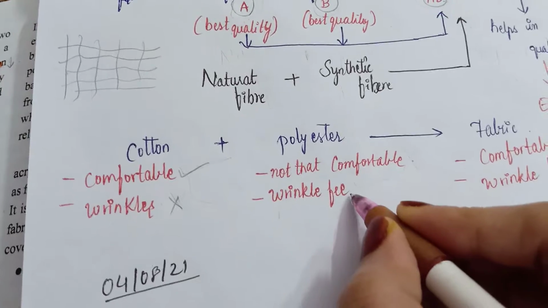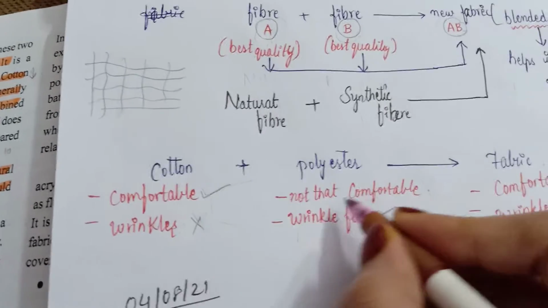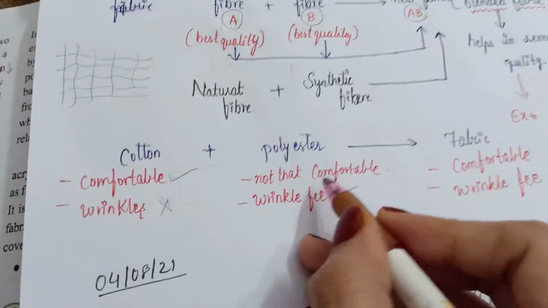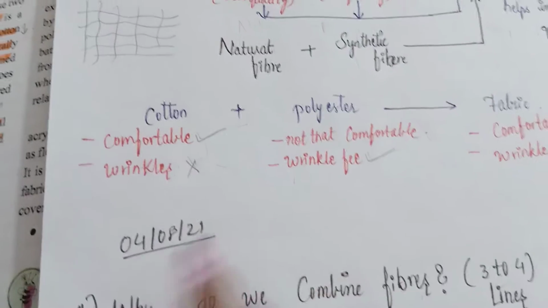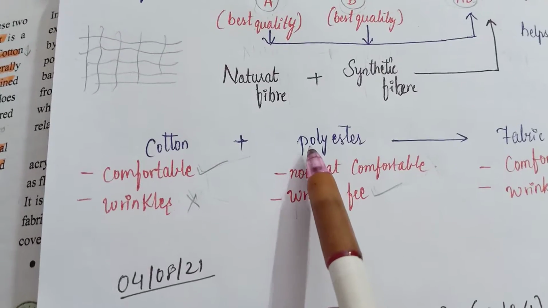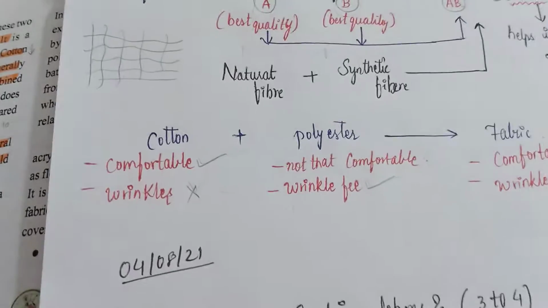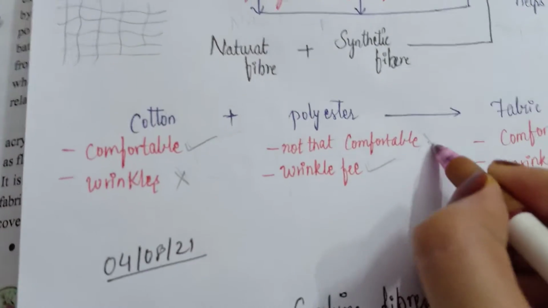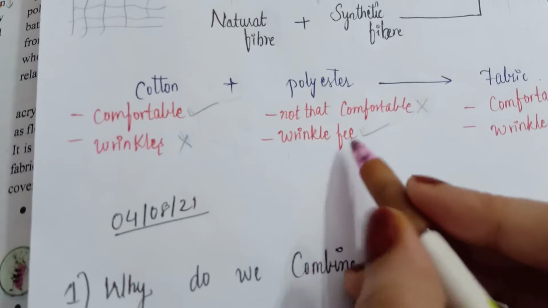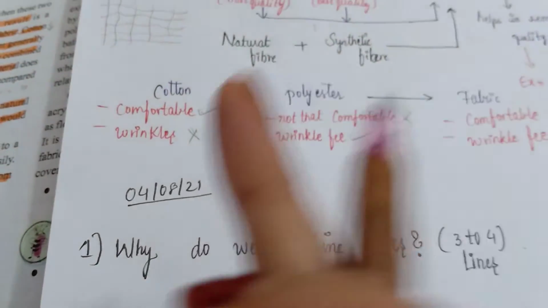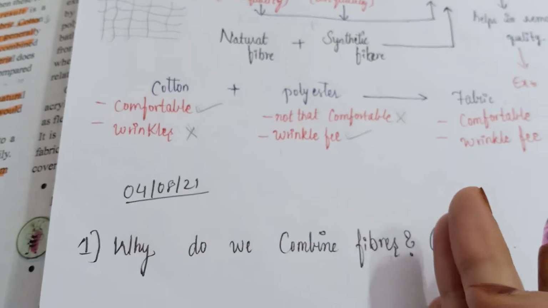Polyester won't get wrinkle, it is wrinkle free. But polyester doesn't remain as comfortable as cotton, right? Okay, I agree. The polyester is also comfortable, but compared to cotton, it is not that comfortable, right? So it has one disadvantage, it has one advantage, right?